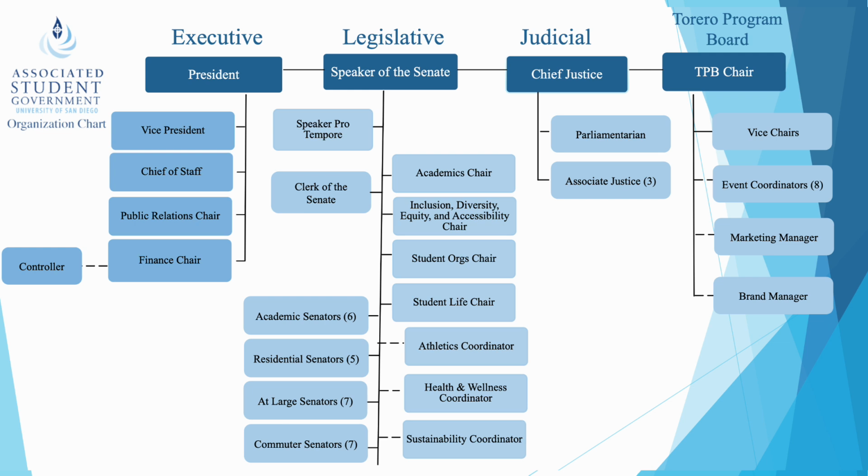All members of ASG fall into one of these 4 branches, with a few overlaps here and there, such as the parliamentarian being a part of the judicial but serving on legislative. Please look at this chart, understand who you'd be working with, who would be above you, who would be below you. One thing to know is, while yes, there are different levels, that does not mean we think anyone is above each other. This just shows the organizational flowchart to understand who's in charge of other people on the team.